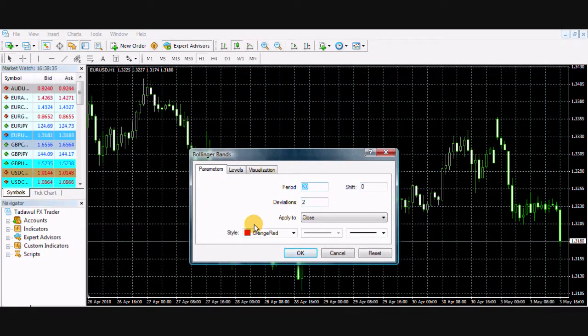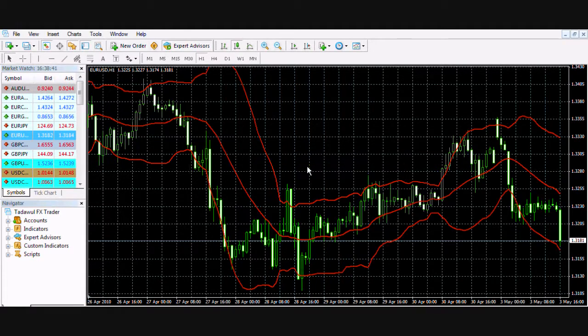For this purposes, I'm going to make the colors orange-red, and I'm going to make them nice and thick so you can see exactly what I'm doing here. So just click OK, and it will input the Bollinger Bands on your chart. And again, you're probably not going to want to trade this way with a bright orange like this, but for the purposes of this video, I think this is going to be helpful.